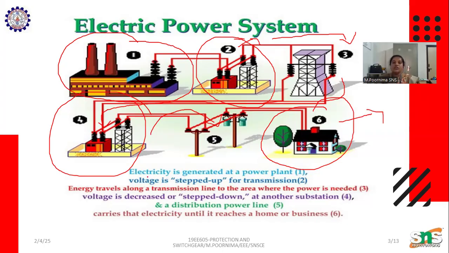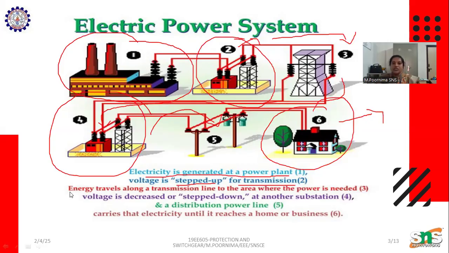First, electricity is generated at the power plant. We have solar, wind, thermal and hydro power plants, so many power plants, and the generated voltage is stepped up with the help of a transformer for transmission through the transmission line.